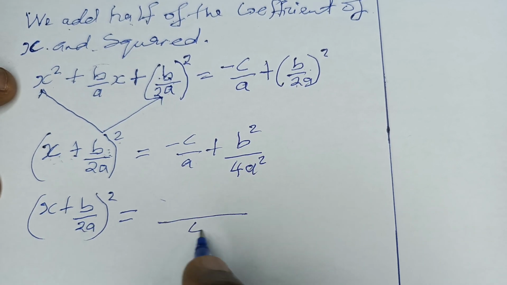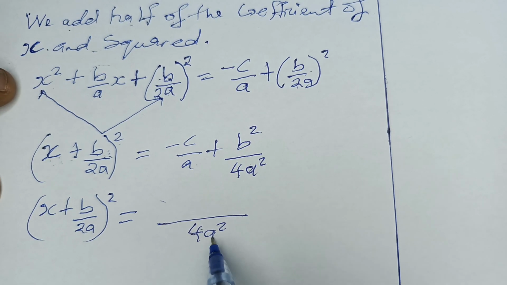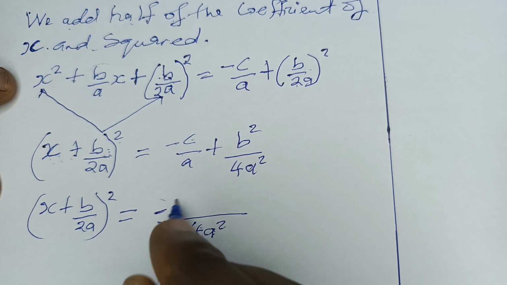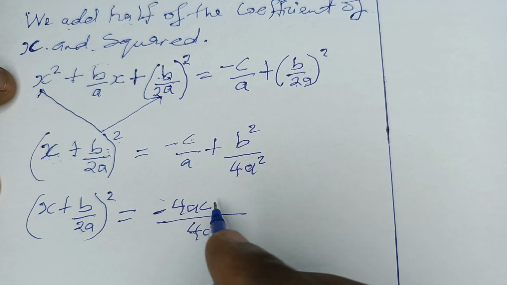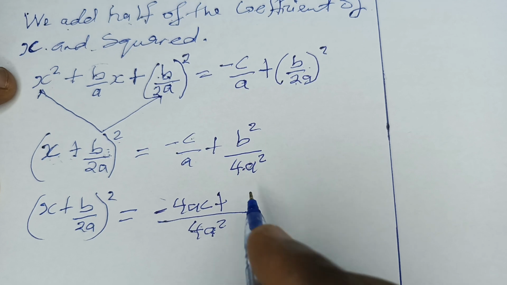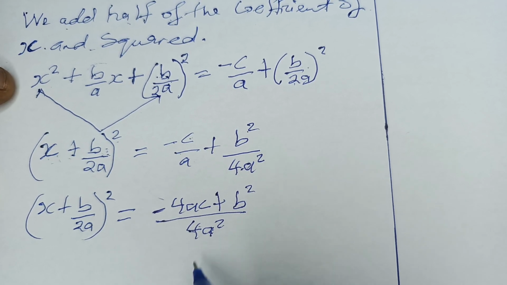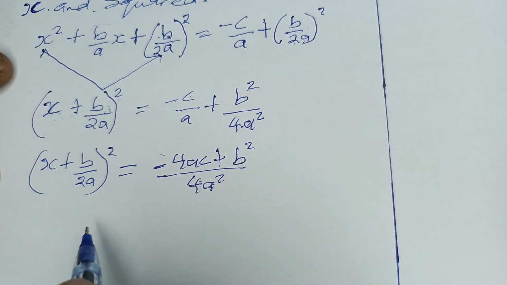the LCM of this, which will be 4a squared. Now, a in 4a squared remains 4a. So the 4a, we have to multiply this. It means we have minus 4ac, now plus 4a squared to 4a squared, it disappears. That means 1. So 1 times b squared is still b squared. Okay? So as we have it there, what do we do next?